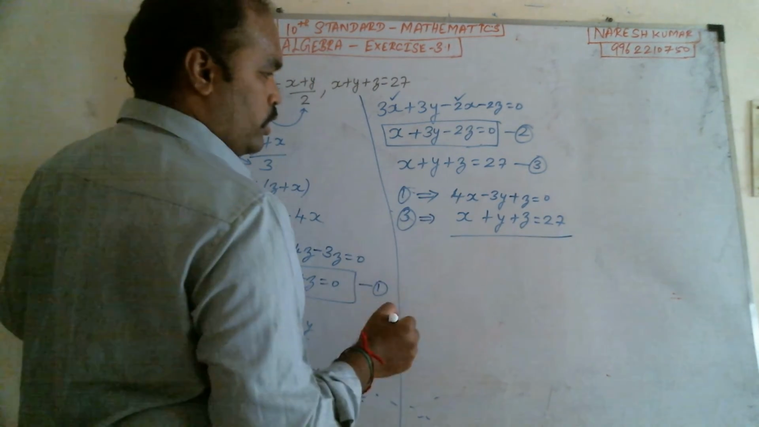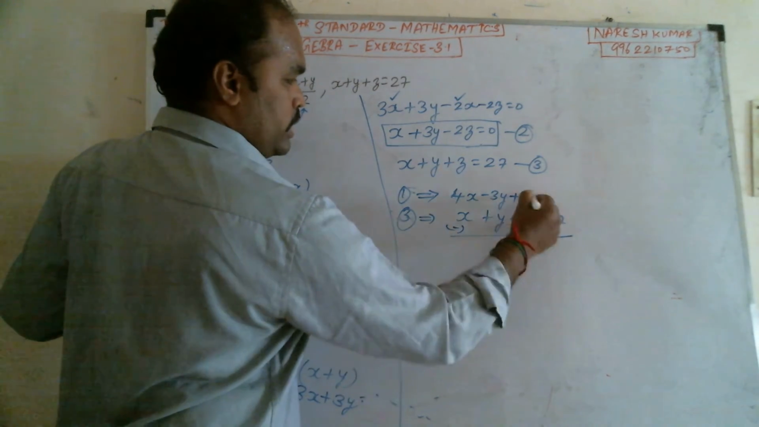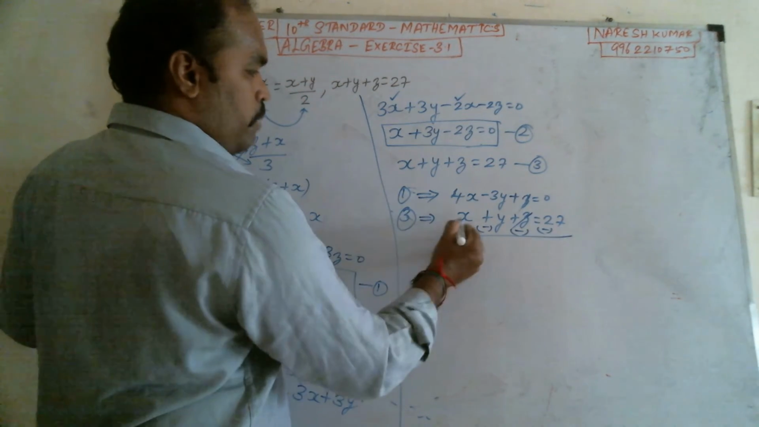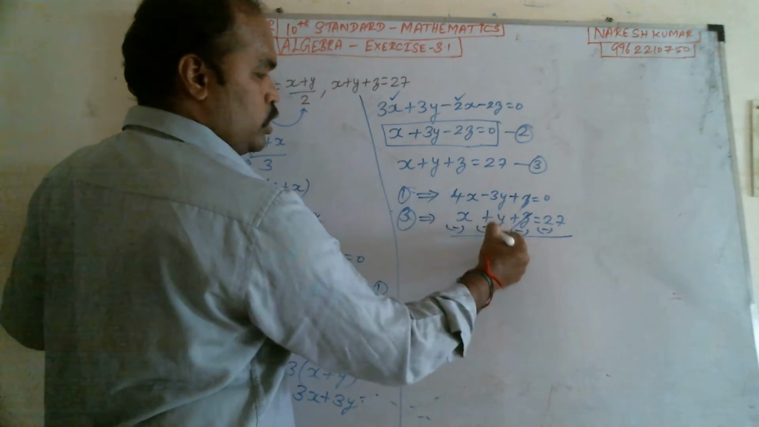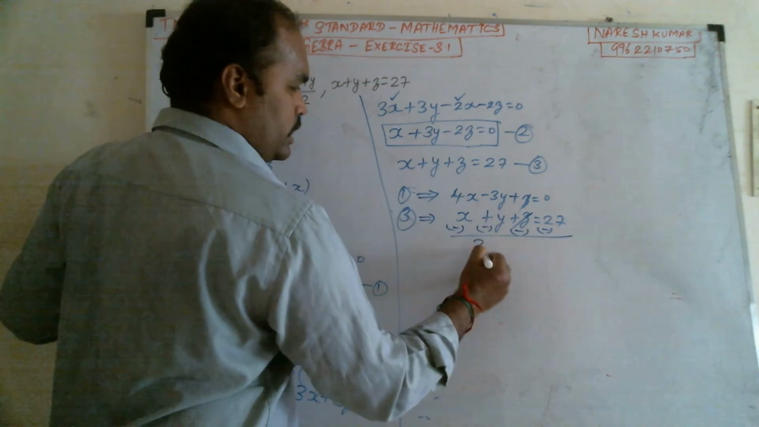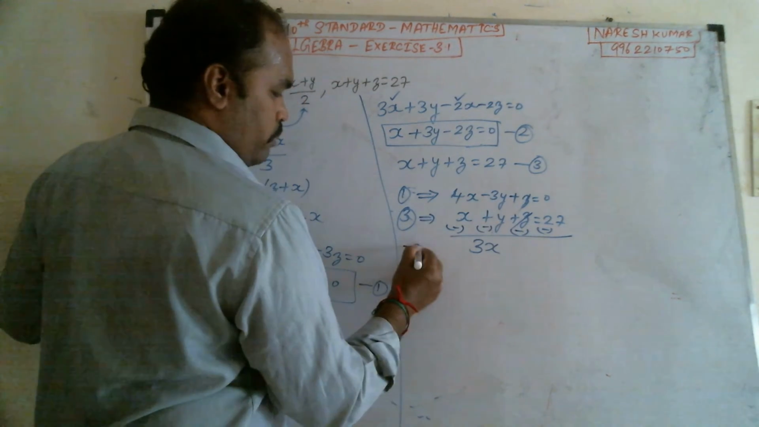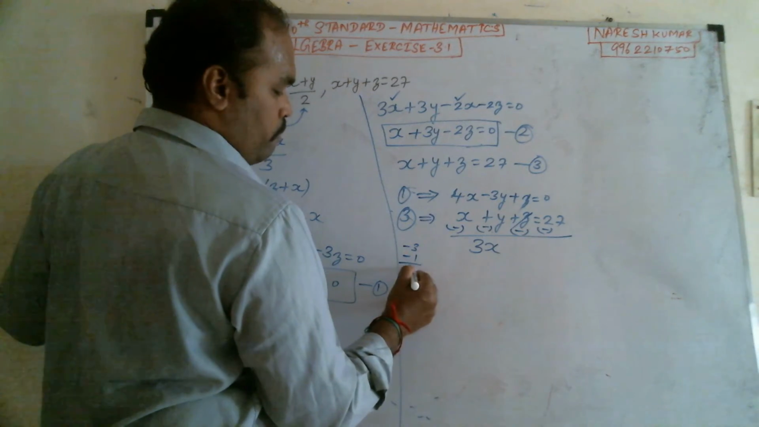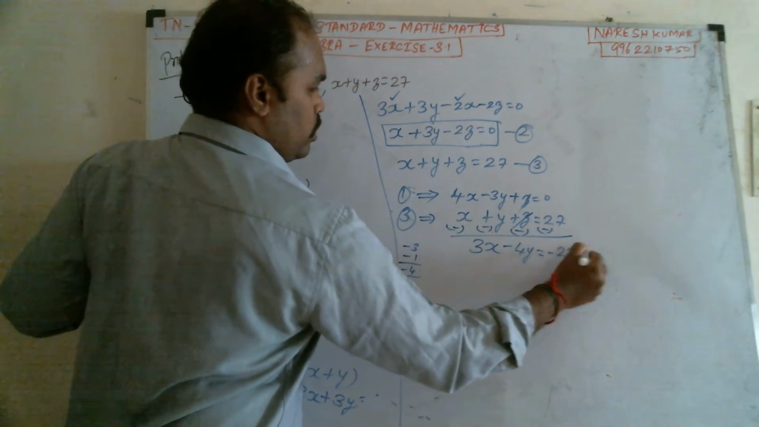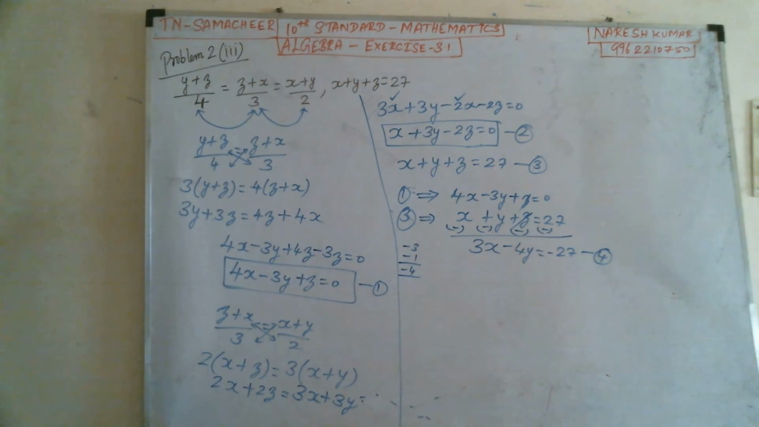Now how do we do it? Plus z and minus z cancel. The signs of this equation are changed, so plus becomes minus, here also plus becomes minus. 4x minus x is 3x. Minus 3y minus y, that is minus 3 and minus 1, how much will it come? Minus 4. So 3x minus 4y equal to minus 27. This is the fourth equation.